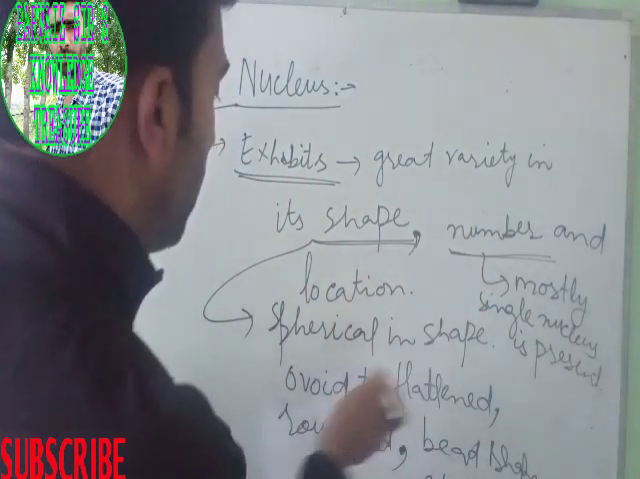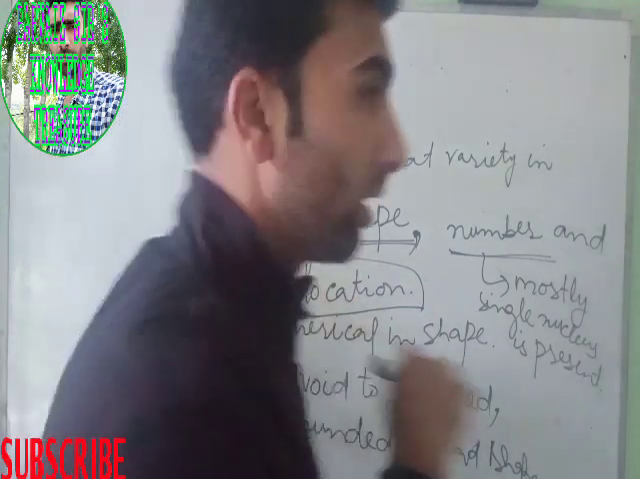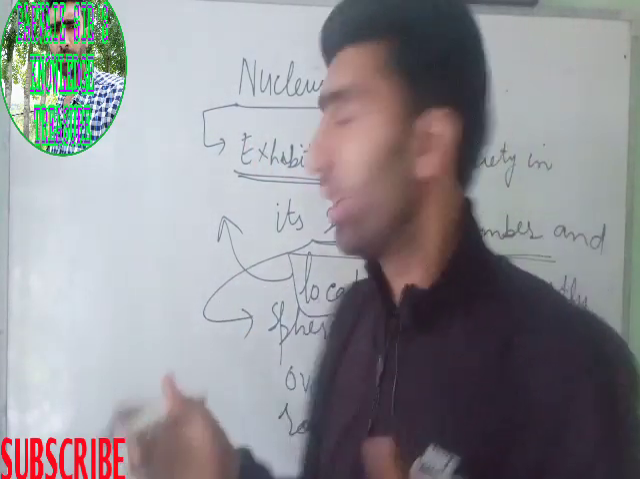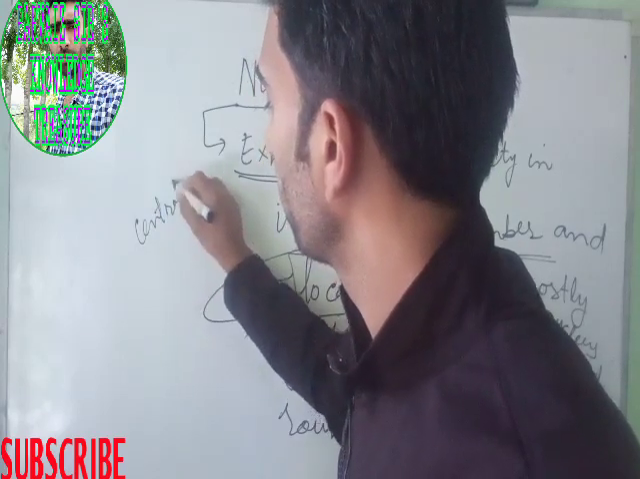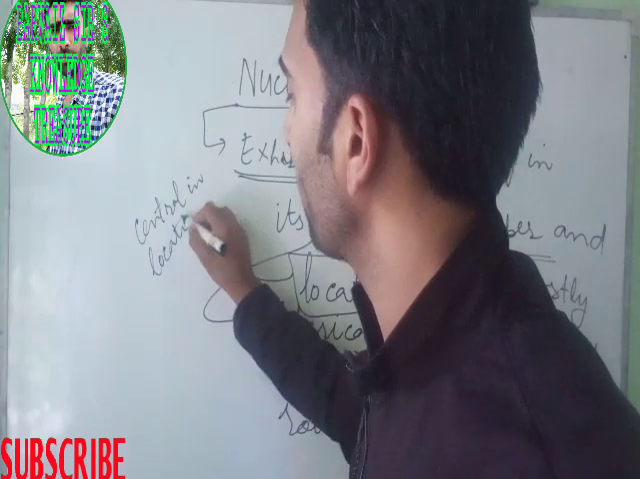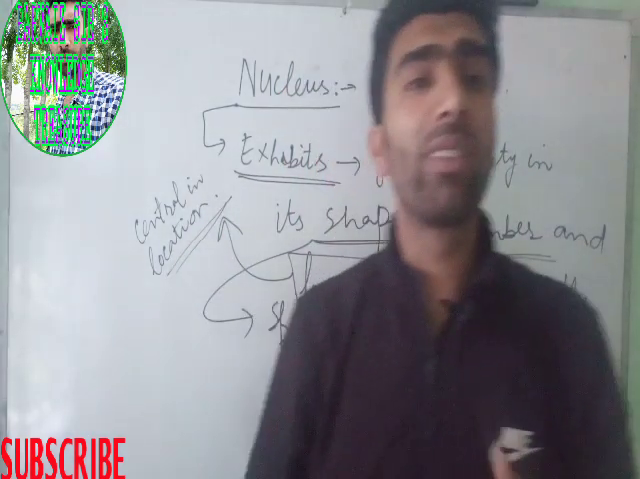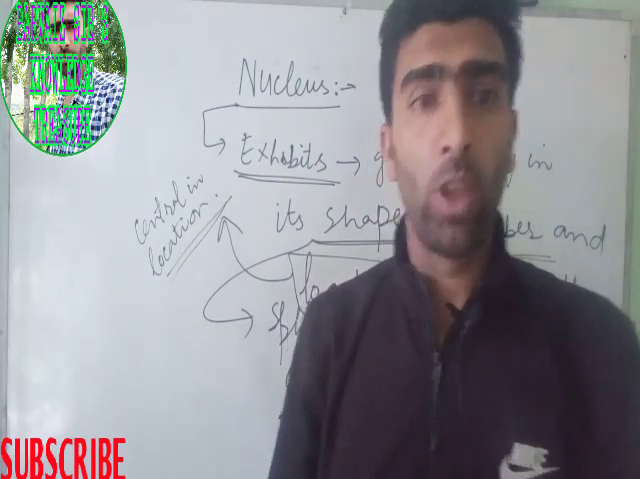In case of location, nucleus is mostly or usually central in location. Central in location means it is present in the center of the cell, but in some cases it is towards the periphery due to various reasons.